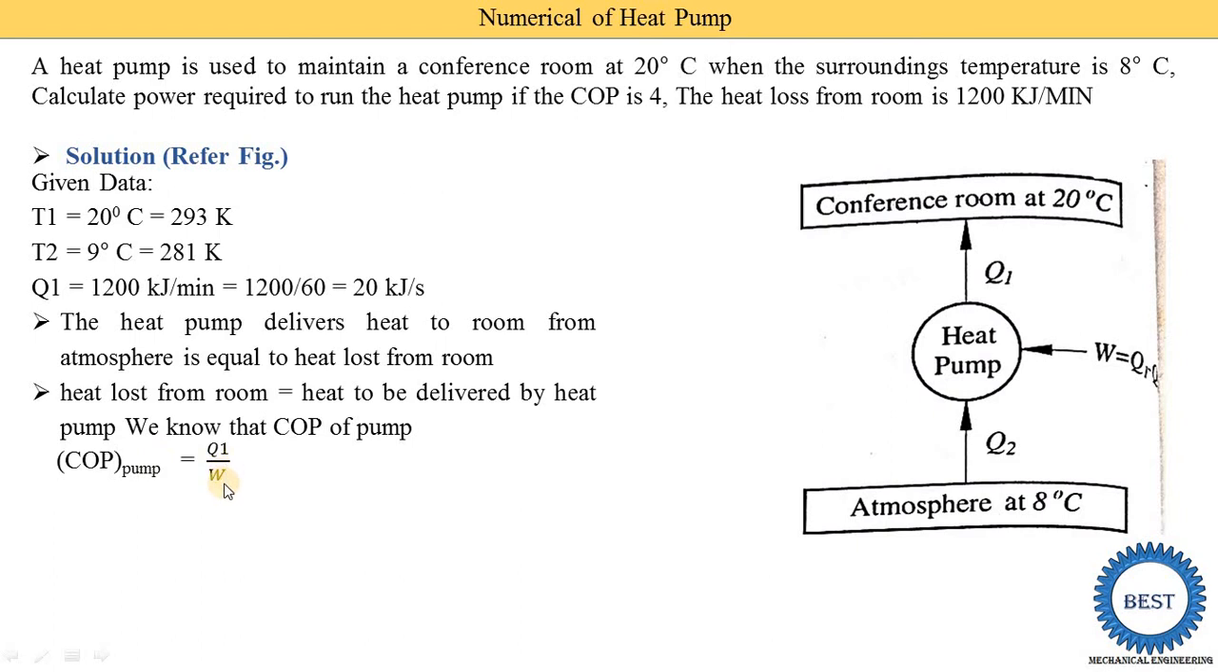So if we need to find the COP of a refrigerator, then the equation is Q2 upon W. Here Q1 is given as 20, COP is given as 4, so 4 is equal to 20 upon the work done W. We bring W to the left side and the 4 to the other side, so it is 20 divided by 4. So the work done is equal to 5 kilojoule per second, which is also written as 5 kilowatt. It is our answer.